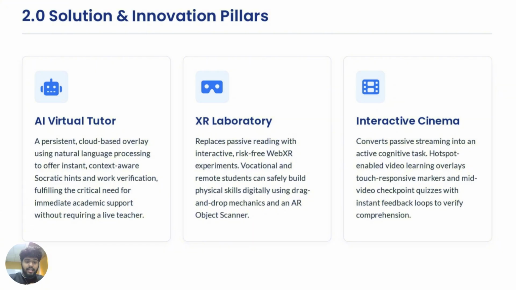With this, you can safely build physical skills digitally using drag-and-drop mechanics and an AR object scanner. For the interactive cinema, we convert passive streaming into an active cognitive task: hotspot-enabled video learning overlays, touch-responsive markers, and mid-video checkpoint quizzes with instant feedback loops to verify comprehension.